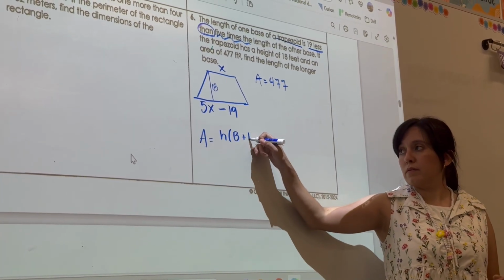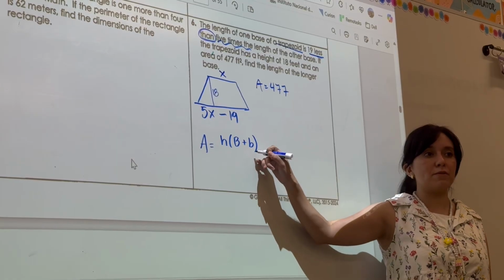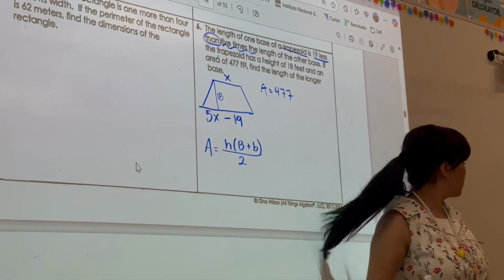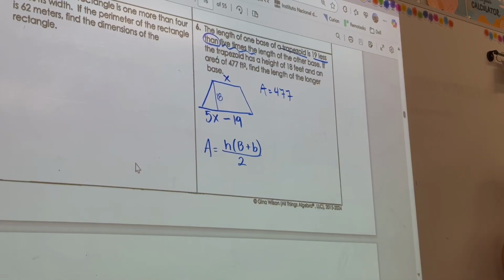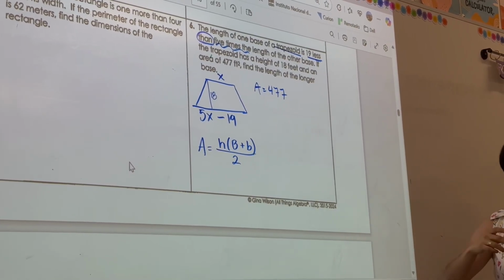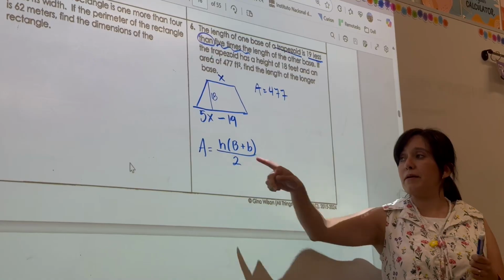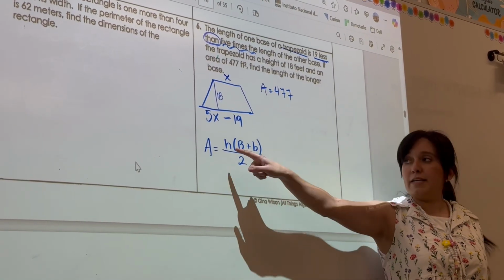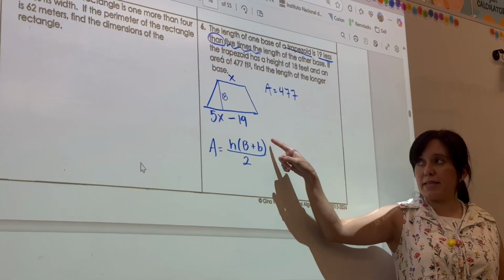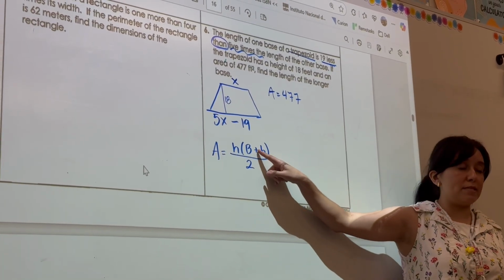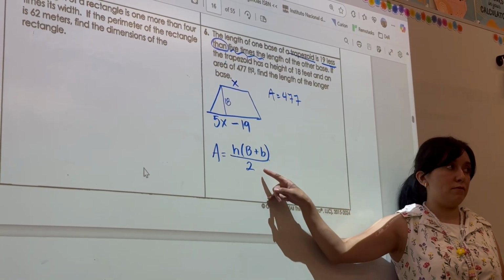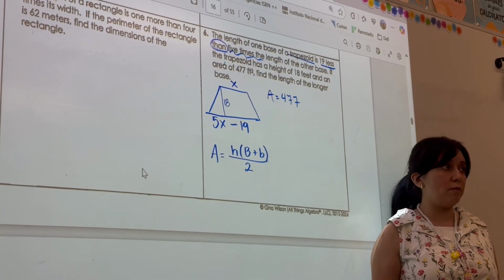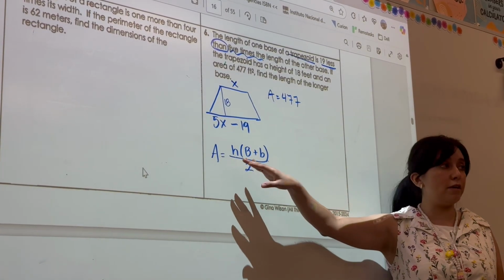Divided by 2. Okay, so the area of the trapezoid can be written with 1/2 here, or it can be divided by 2. It's height times parentheses the big base plus the small base, divided by 2. Any questions? So we're going to plug in all the numbers that we have here, and solve for x.